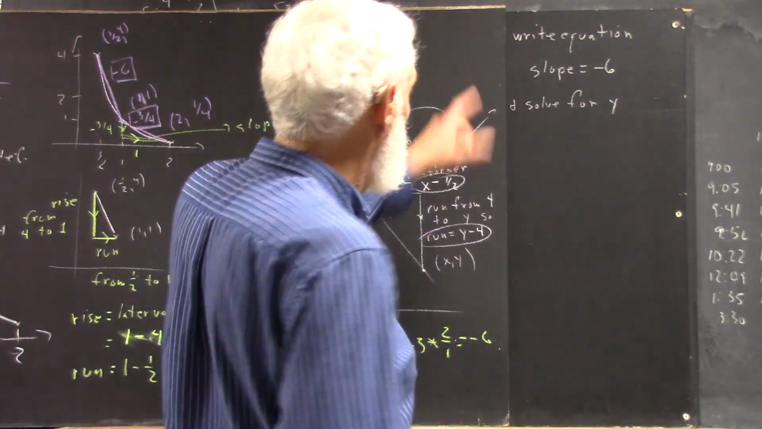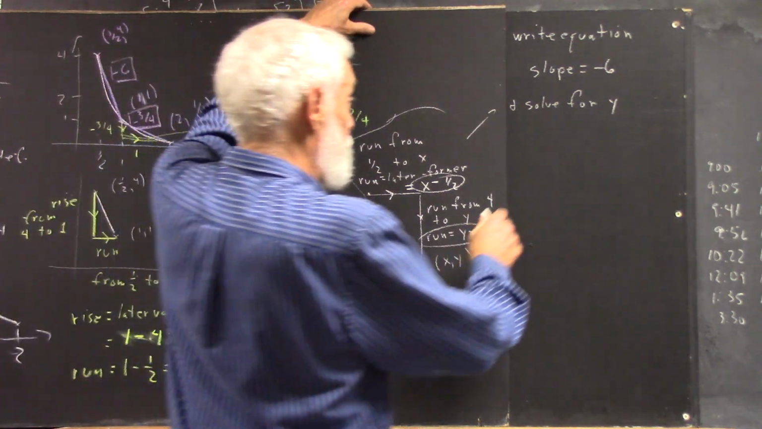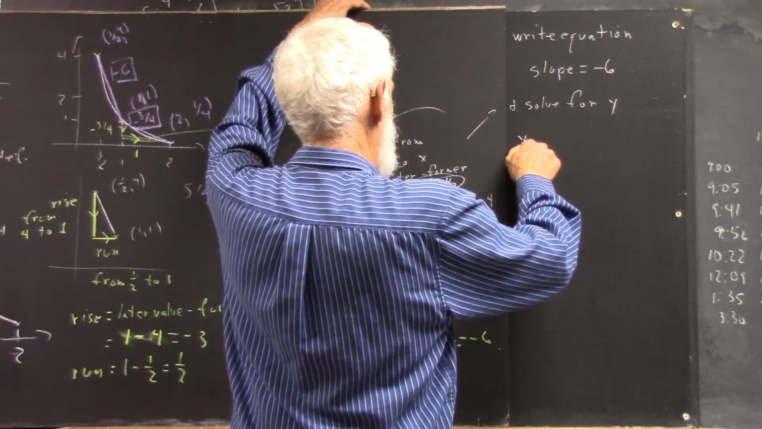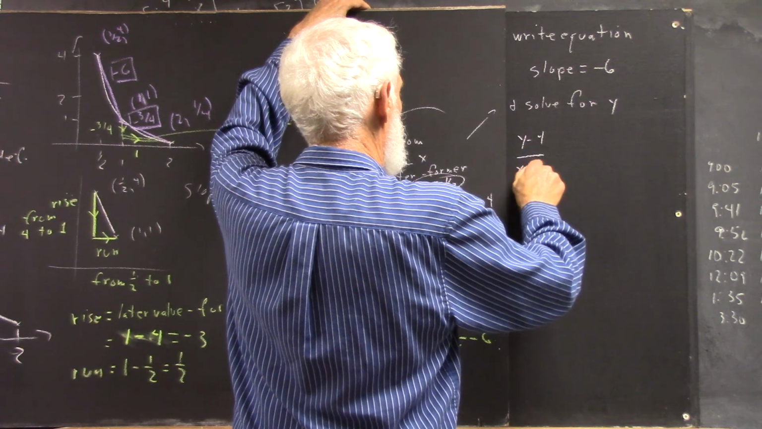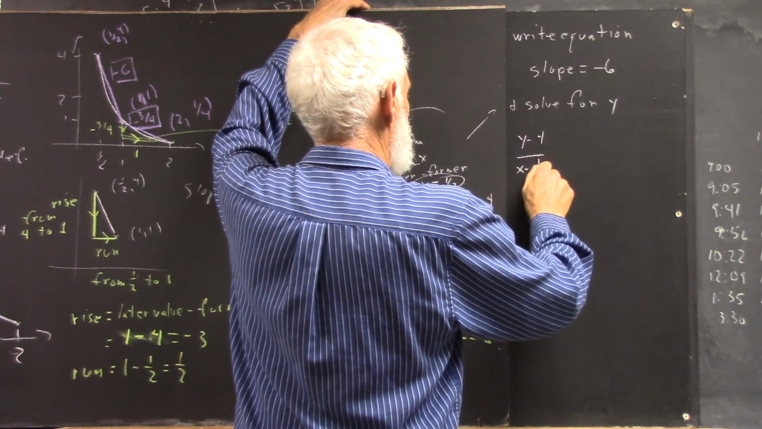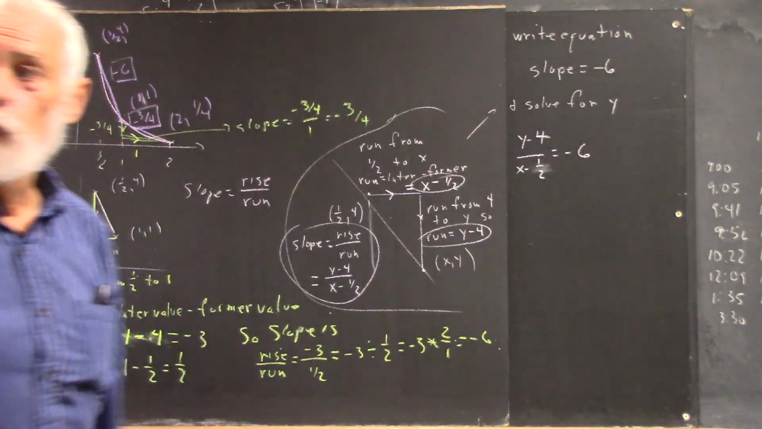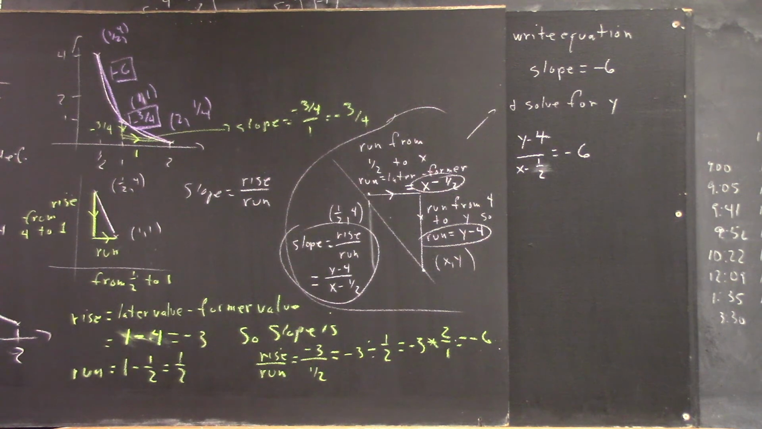Well, okay. Slope equals -6. Slope is y minus 4 over x minus 1/2. So we get y minus 4 over x minus 1/2 equals -6. Now we want to solve for y, right? What's the first step in solving for y?